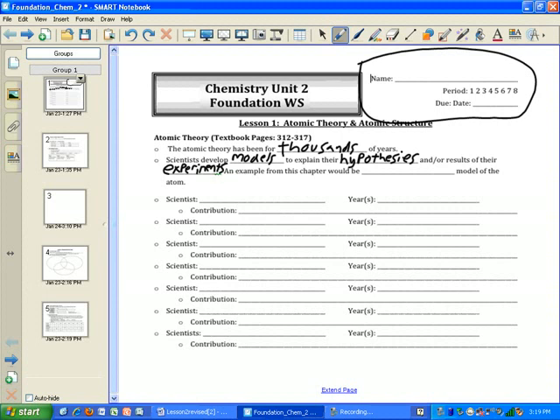An example from this chapter would be the plum pudding model of the atom. This plum pudding model was made by J.J. Thomson, and it explained experiments about the atomic structure. Then in the textbook, it goes through a series of scientists. The first scientist that can be attributed to the atomic theory is Democritus.